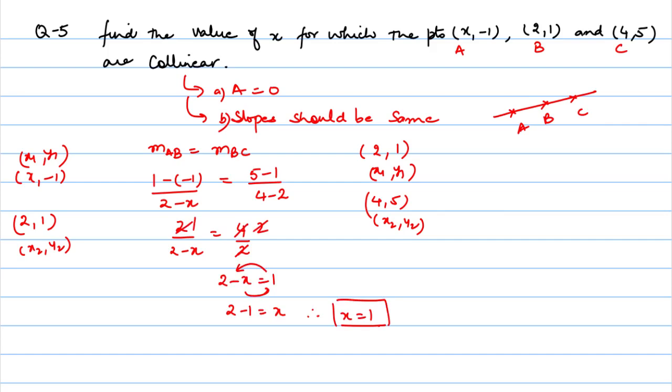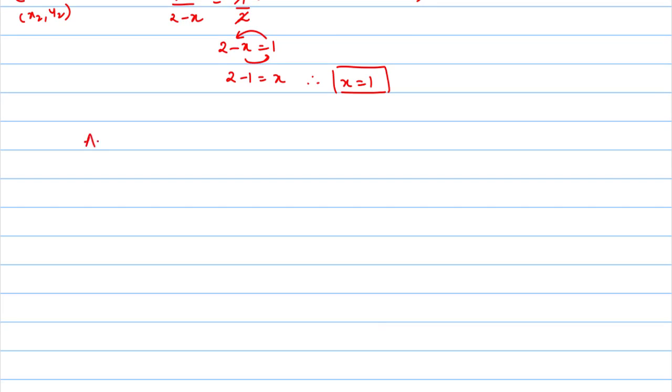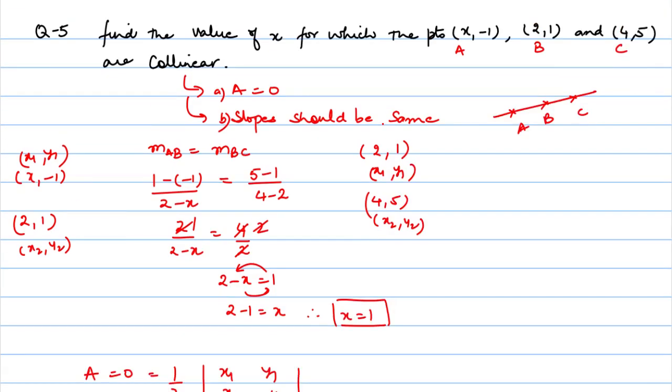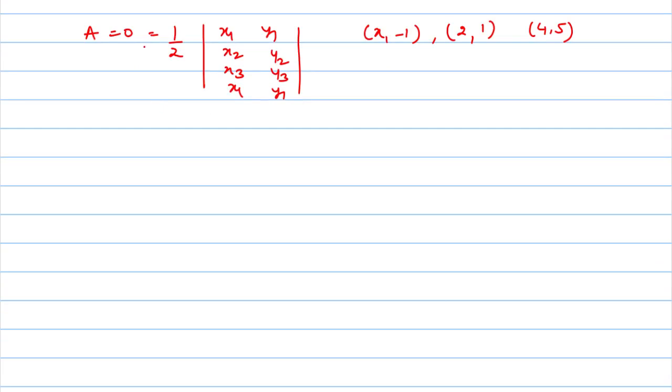We could have also done the same question through the area concept, and let's revise that also. Since area is 0, what is the formula of area? Half of x1 y1, x2 y2, x3 y3, and x1 y1. What are our points? x minus 1, 2, 1, and 4, 5. Now we apply this formula. Obviously, the half goes to the left side, it becomes 0. So 0 equals x minus 1, 2, 1, 4, 5, x minus 1.